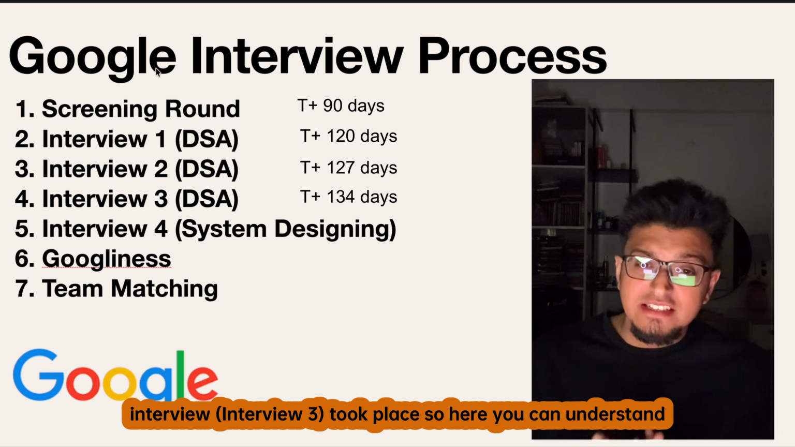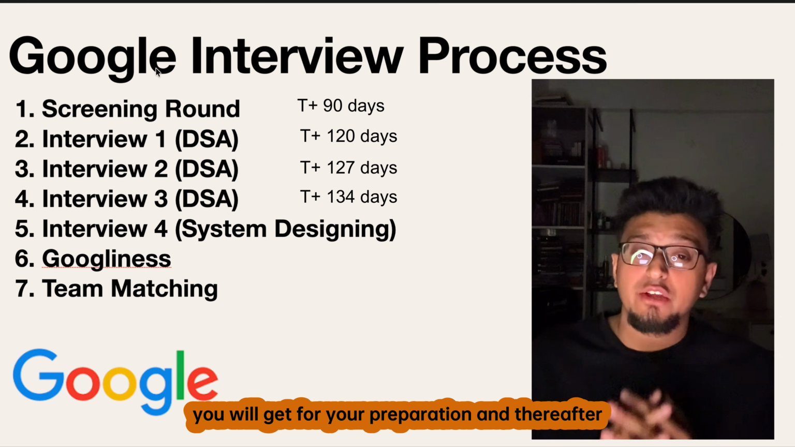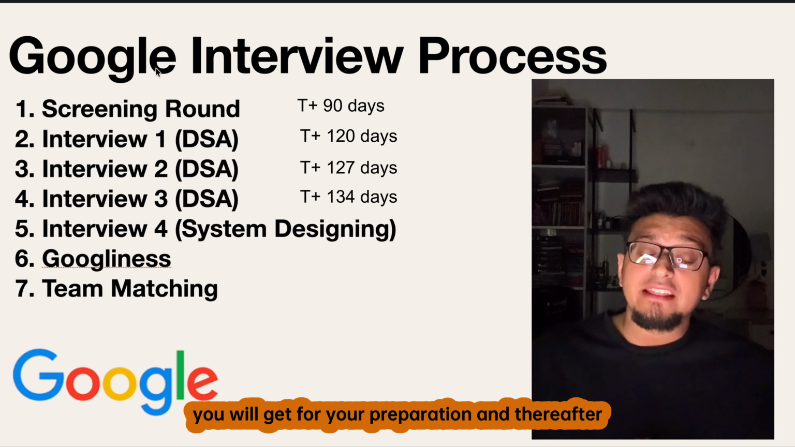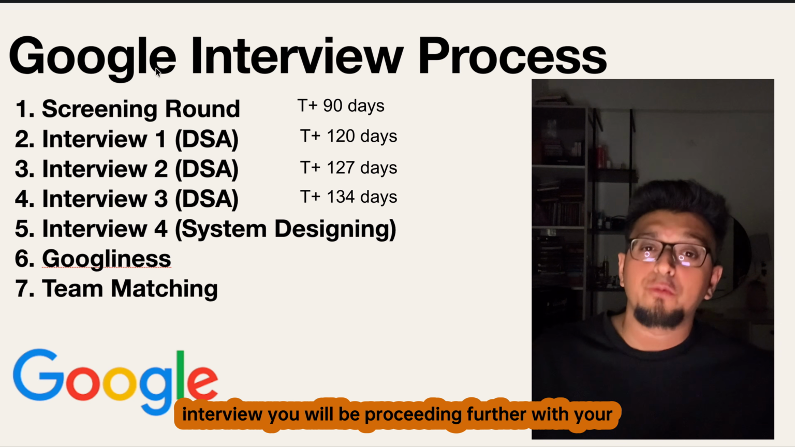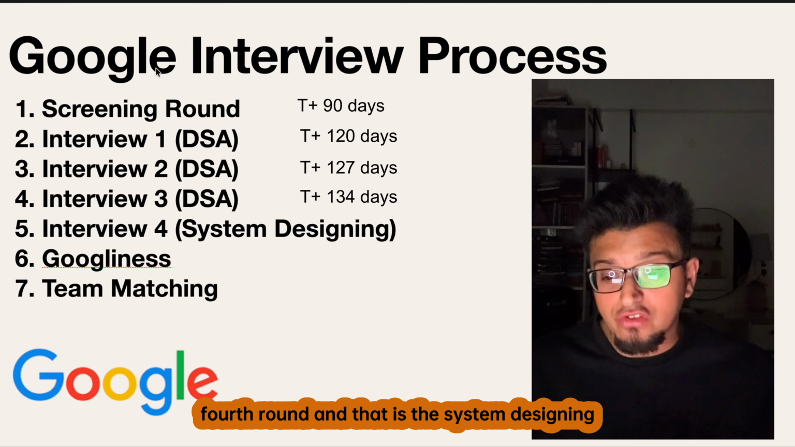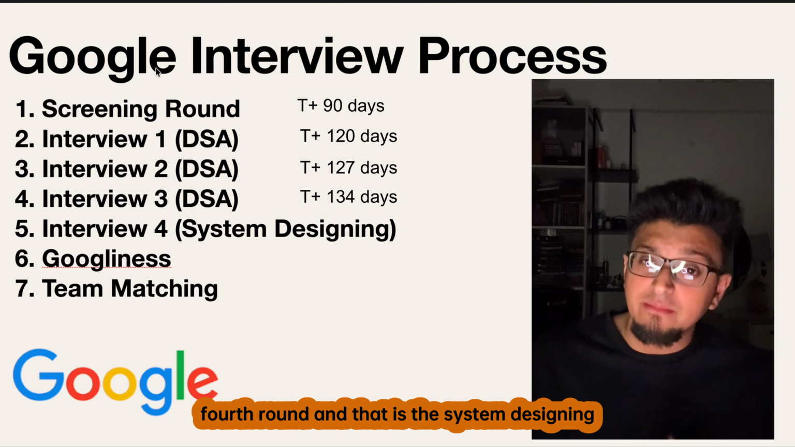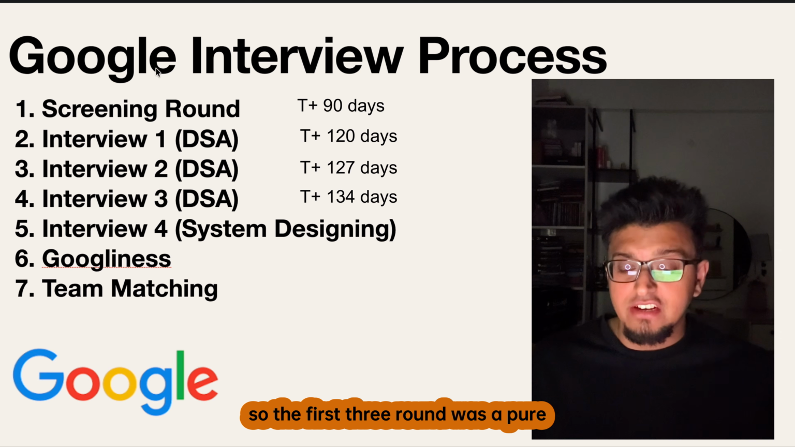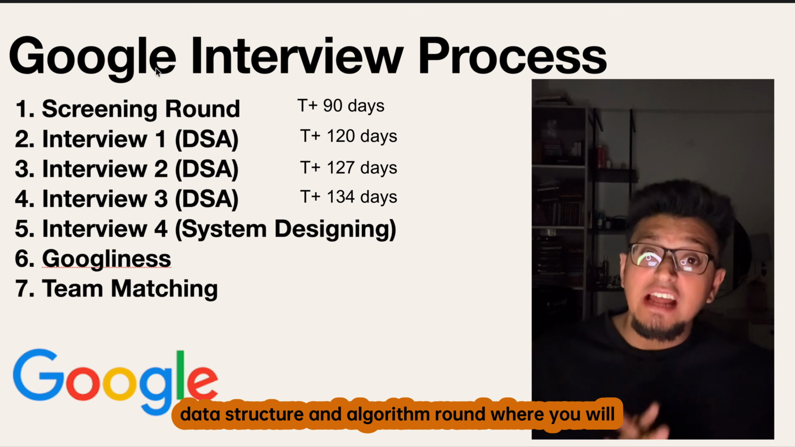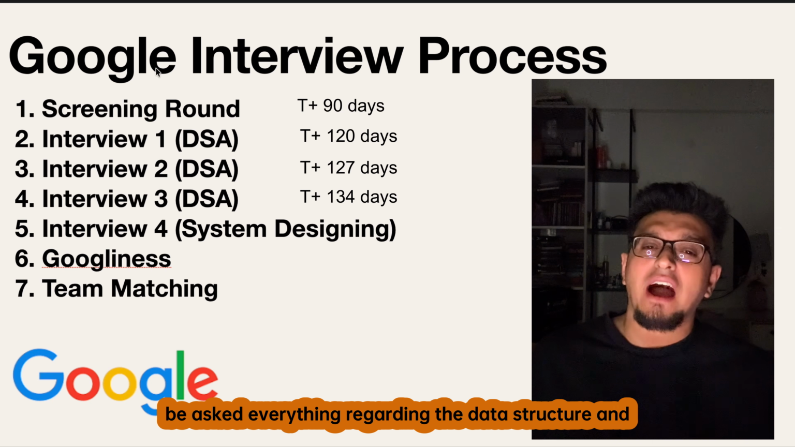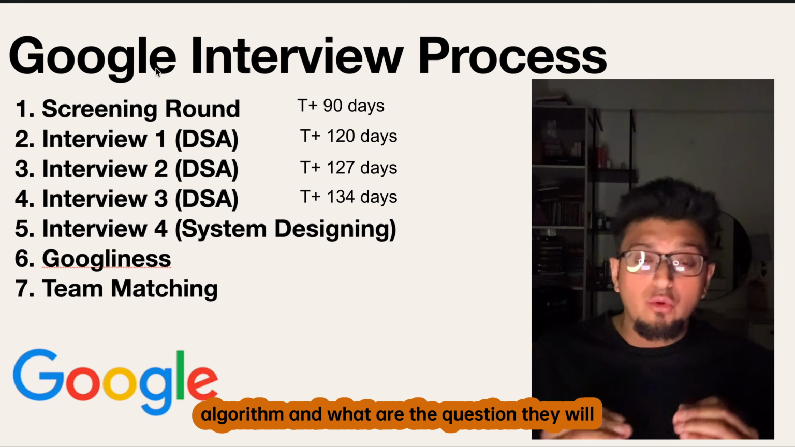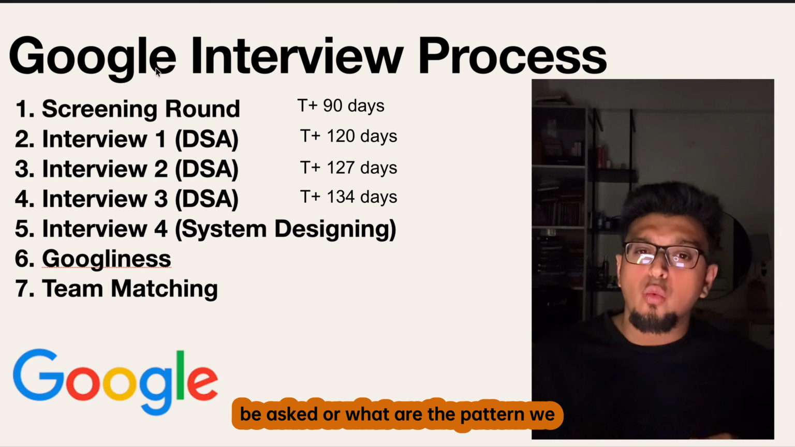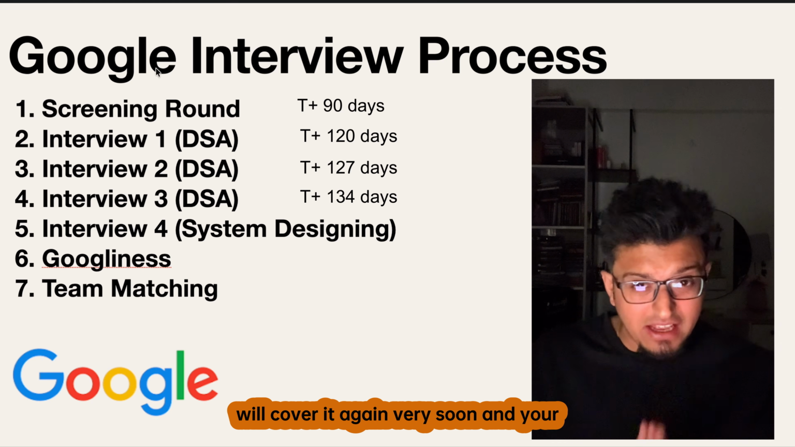So here you can understand that you will get a lot of time for your preparation. And thereafter, if you clear all these 3 rounds of interview, you will proceed further with your fourth round, and that is the system designing round. The first three rounds were pure data structure and algorithm rounds, where you will be asked everything regarding data structures and algorithms, and what questions will be asked or what the patterns are. We will cover it again very soon.